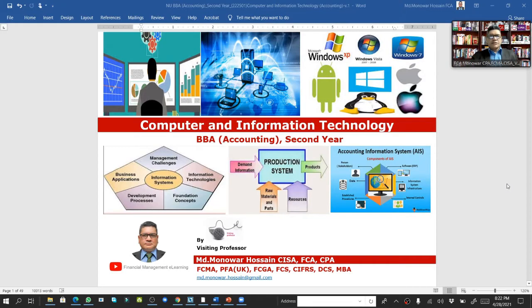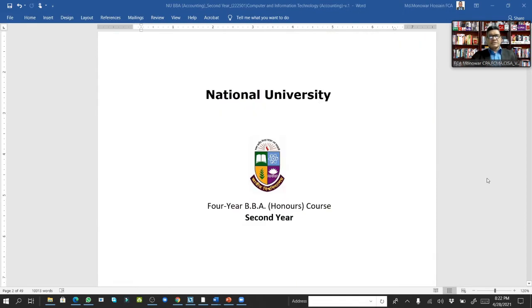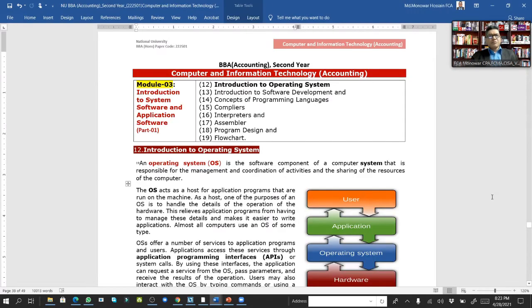We are in Computer and Information Technology, a BBA accounting second year under National University. We are in Module-03, Introduction to System Software and Application Software. Today we'll discuss Introduction to Operating System.